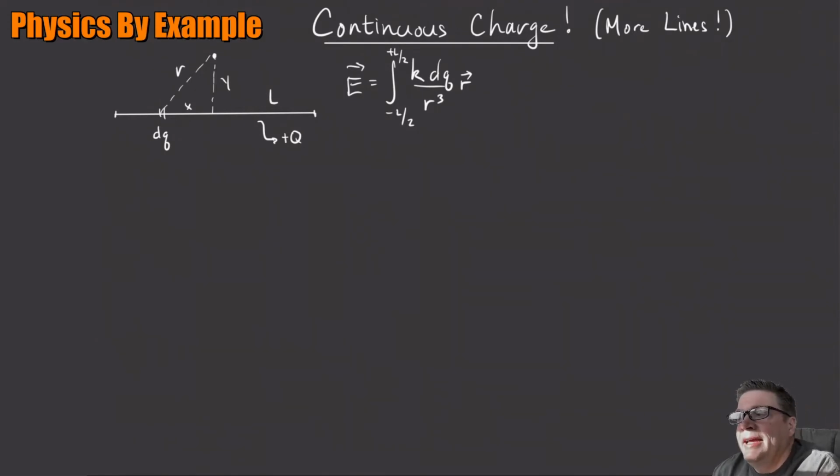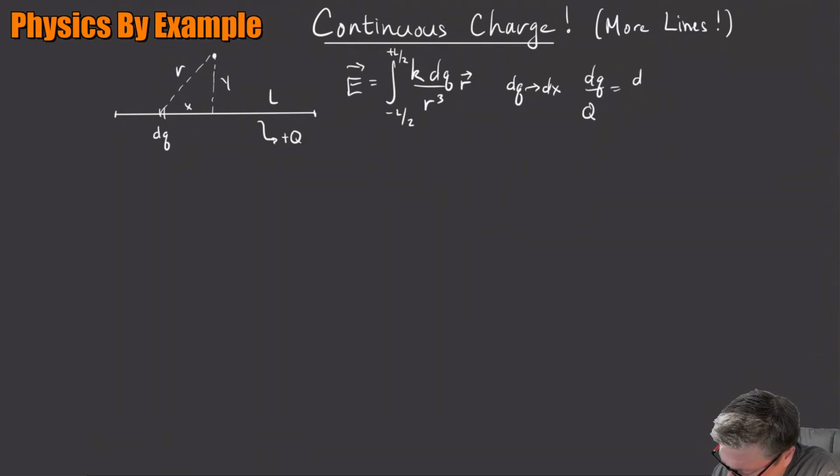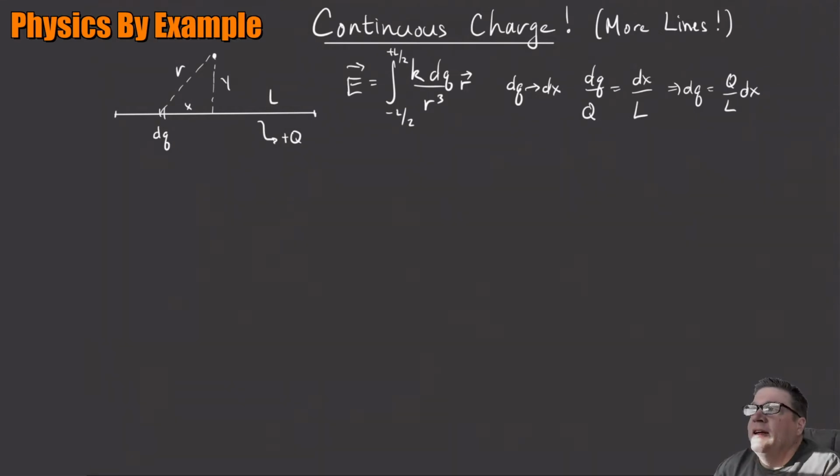The next thing I want to do is change from dq to dx, so I have a good integration variable, because q doesn't go from minus L over 2 to plus L over 2, x does. So we're going to change it the same way we did before. A little bit of charge compared to the whole charge is like a little bit of length compared to the whole length. So dq is q over L times dx. Very cool. Now I can plug that in.